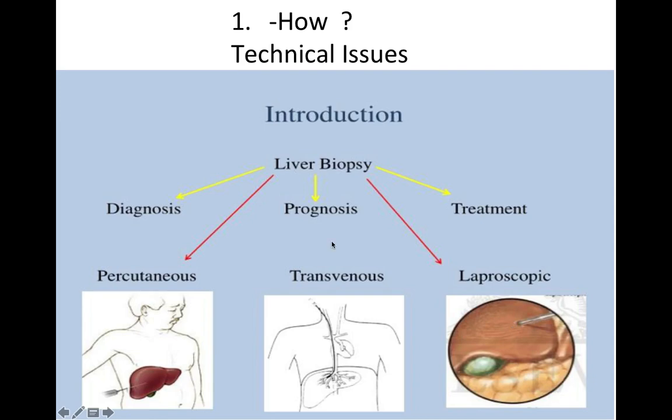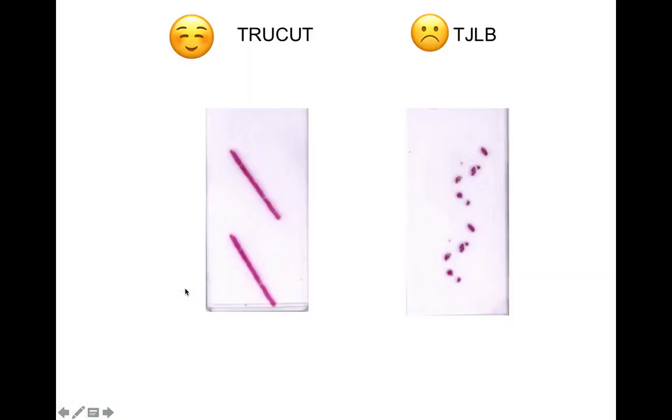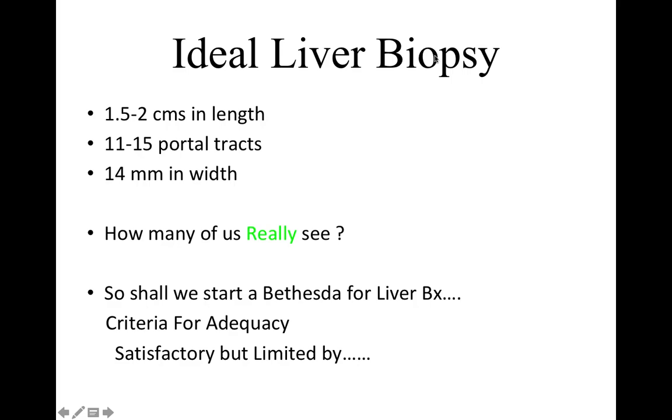Out of all these three methods, the best and the most happy biopsy is a percutaneous biopsy, because here a good core size and a good thickness of the core is obtained. So this is how a true cut biopsy, that is percutaneous, or a TJLB will look generally. A true cut biopsy will have a good core length, whereas a TJLB is generally a fragmented core in small, tiny, thin bits. So this is not a very happy biopsy when you look at the slide this way.